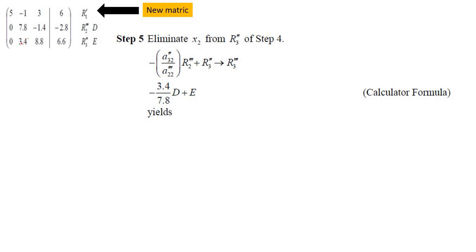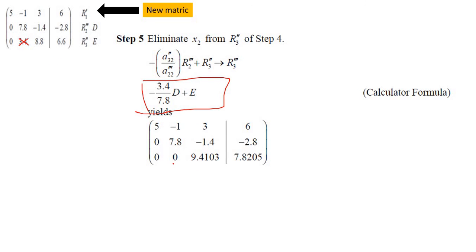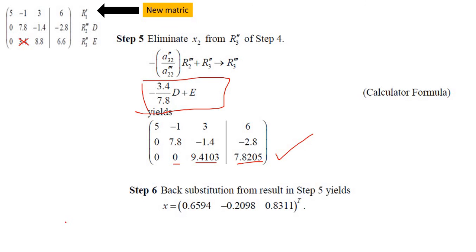We're going to eliminate this value here. We are using this formula, and as usual, using the formula, you will get this answer. So you have a new matrix here. Then you are done. Then use back substitution to get the result of x. Don't forget this transpose here. Okay, you are done.